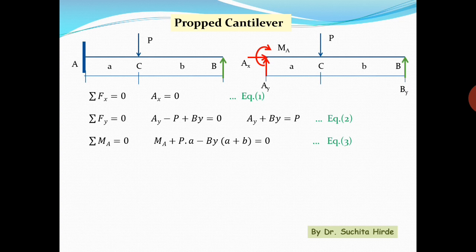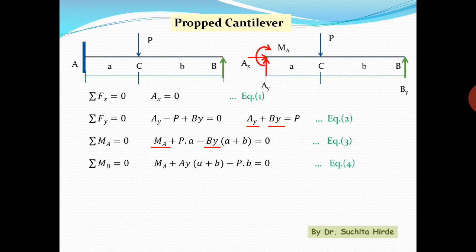Now what are the unknowns here? From the first equation we get Ax equal to 0. Then the unknown reactions are Ay, By and MA. And we have only 2 equations to solve these reactions, and the unknowns are 3. So these are not sufficient to calculate these reactions. Now you may think that we can apply one more condition, summation MB equal to 0, and we can get one more equation to solve this. So let us see what will happen.